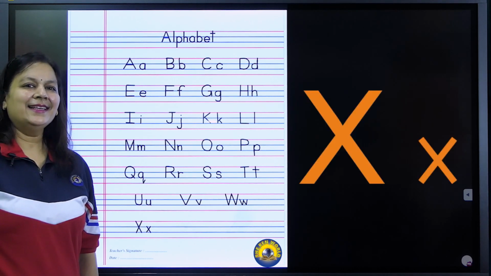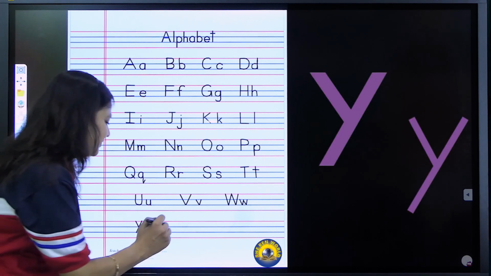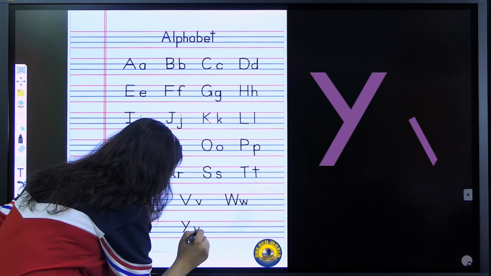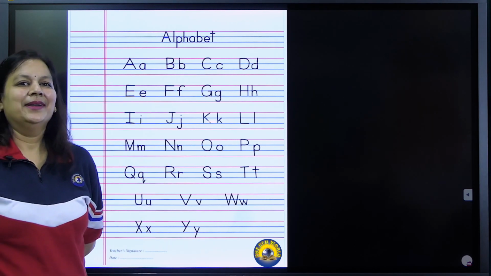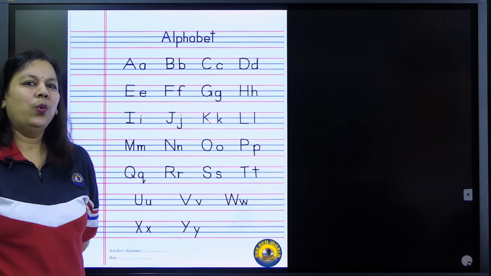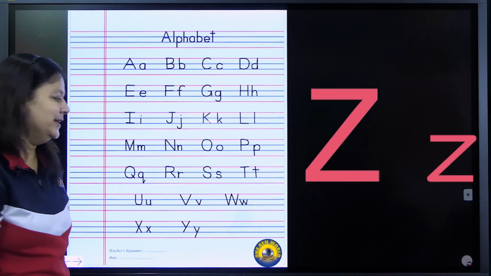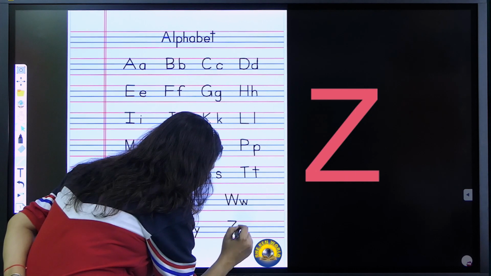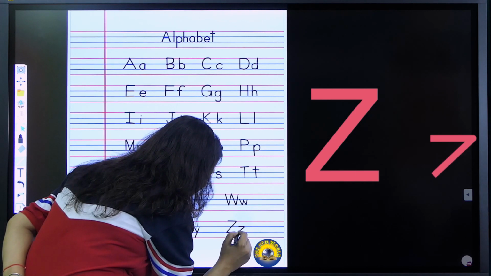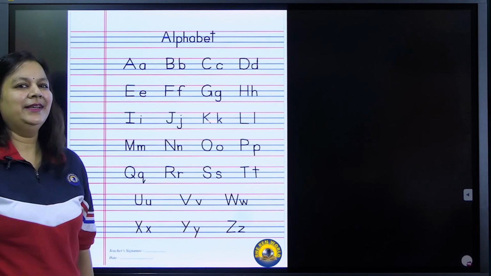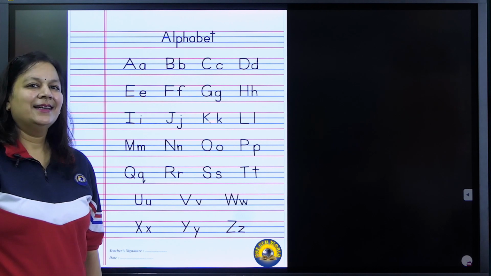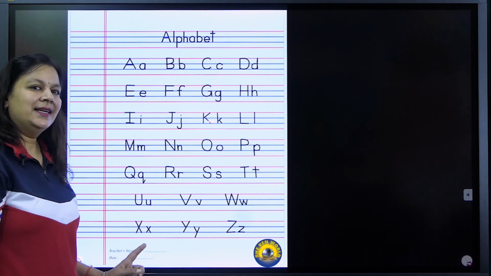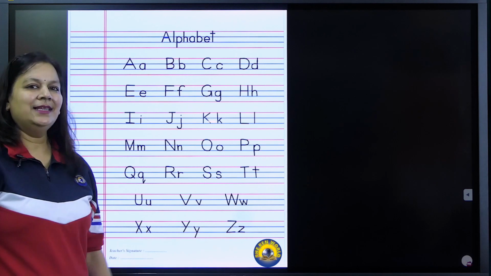X. X. The next letter is Y. Uppercase Y. Lowercase Y. Speak aloud. Y. Y. Y. After Y, it's Z. Uppercase Z, lowercase Z, speak loudly. Z, Z, Z. Let's revise. X, Y, Z. Say it again. X, Y, Z.